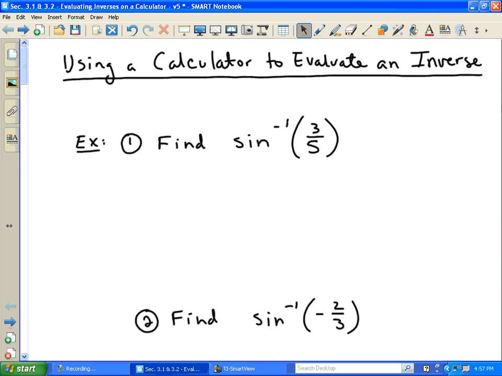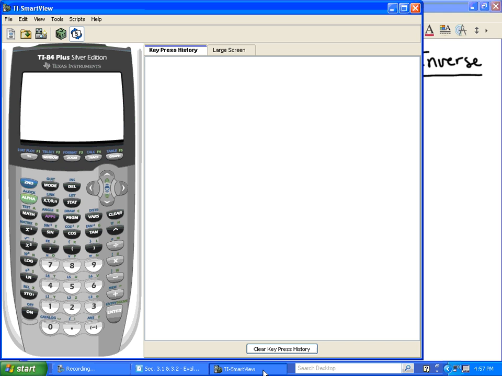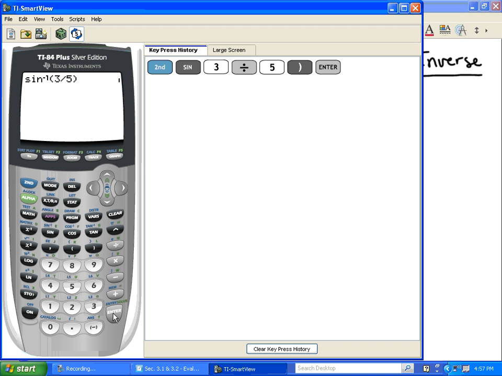What I'd like to now talk about is finding inverse trig functions using our calculator. As a first example, I'd like to find sine inverse of 3 over 5. So let's do this on our calculators. The inverse buttons are gotten to by pressing second and then the function itself. So when you press second sine, that will get you to sine inverse. We wanted to compute 3 over 5. Sine inverse of 3 over 5 is 0.6435 if we round off to 4 decimal places.